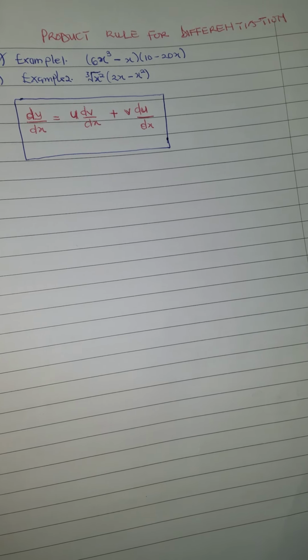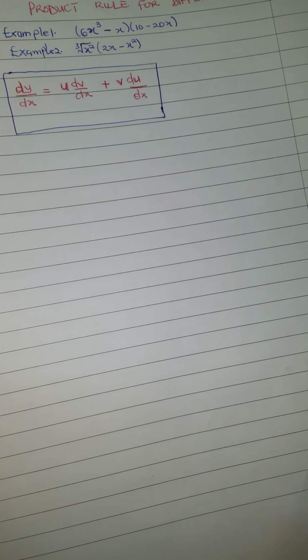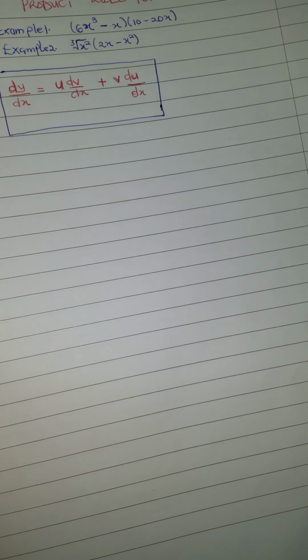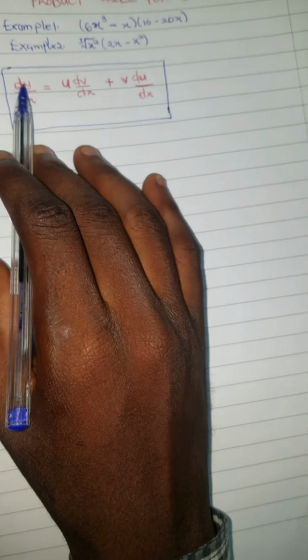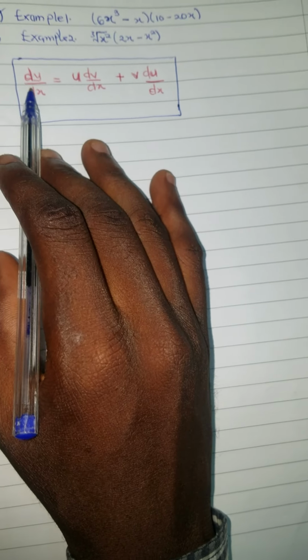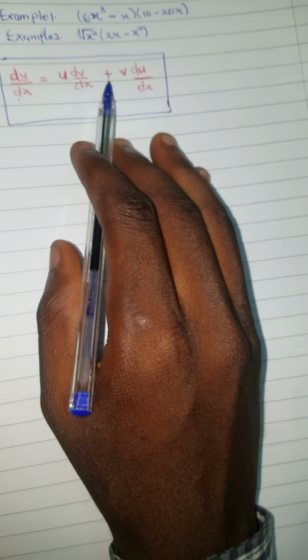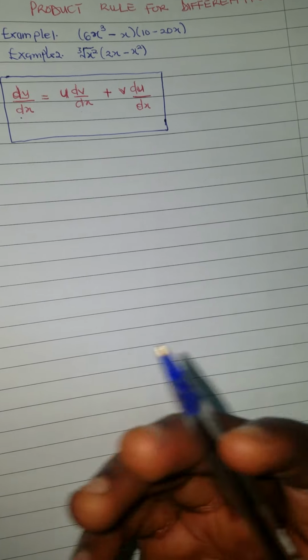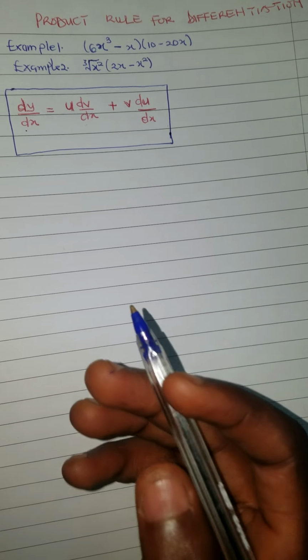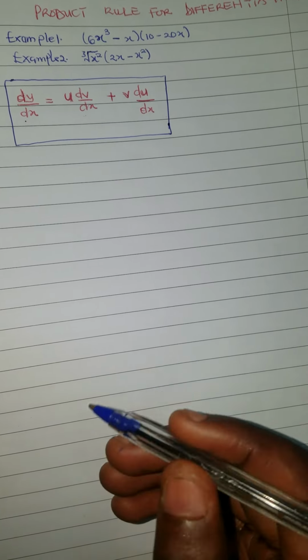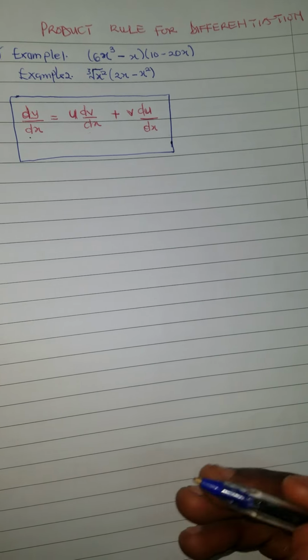Product Rule for Differentiation. Now what is the product rule for differentiation? The rule is quoted here. If you want to find dy/dx, it is equal to u dv/dx plus v du/dx. And where do you even use the product rule? You use the product rule in differentiation when 2 functions are multiplying each other.